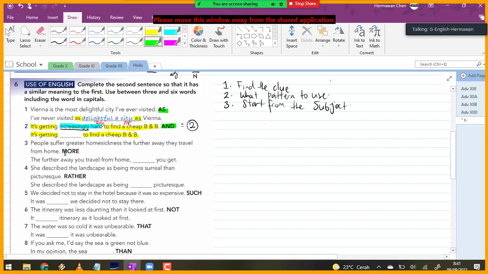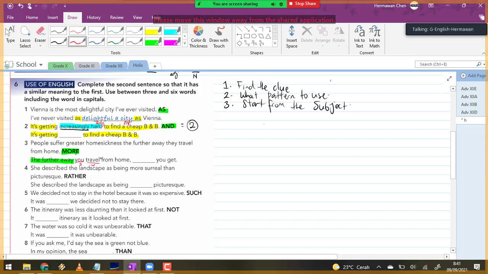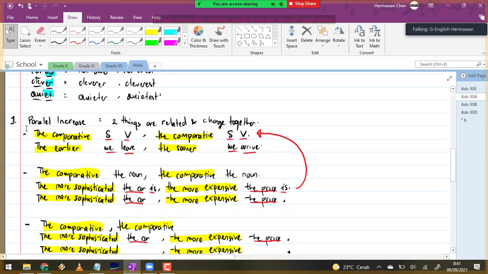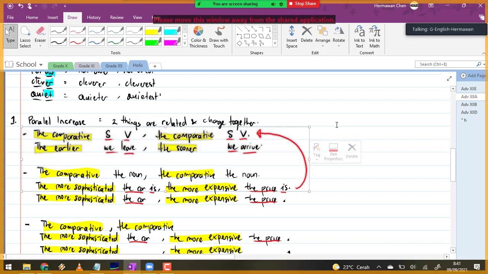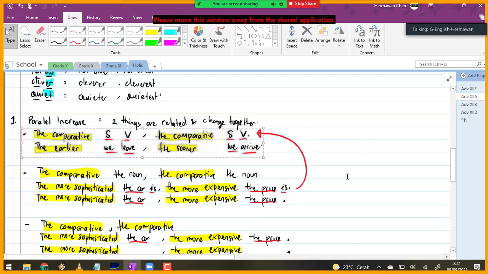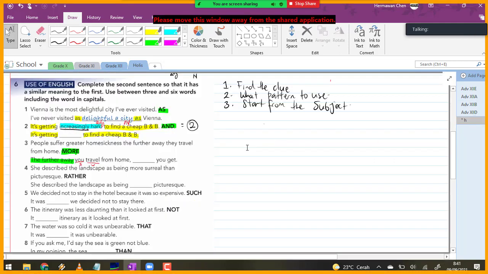Number 3, guys, the clue is more. Plus this one, the further away you travel, subject verb. From here we know that we have to use the first pattern, guys, parallel increase, the comparative subject verb, the comparative subject verb. Yeah, this is the pattern we have to use.